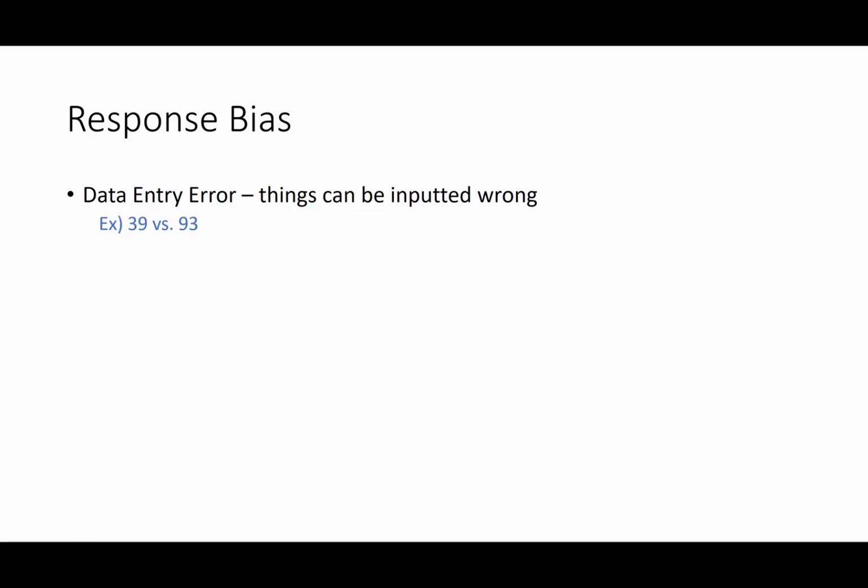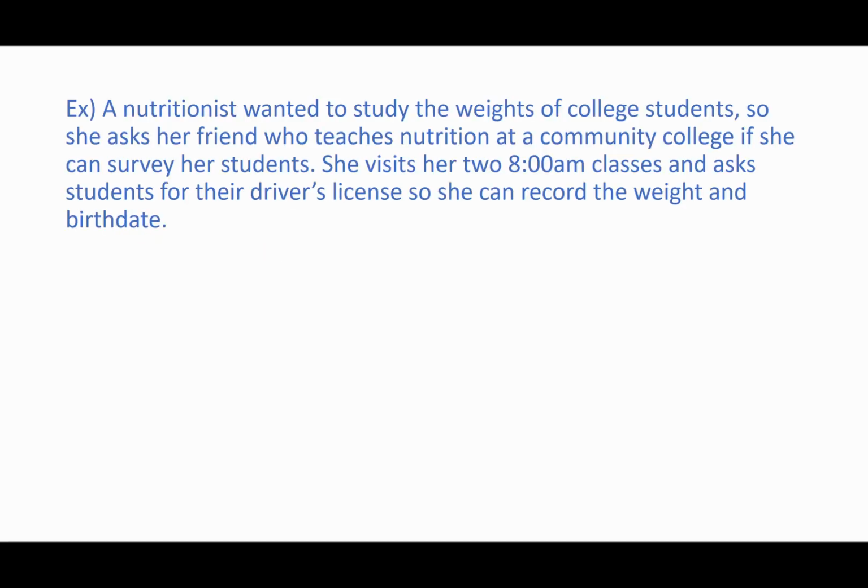The last type of response bias is data entry error, when things can just be inputted wrong, like putting in 39 instead of 93. So to fix this type of error, you just need to double check and make sure. Now, I want to give you an example for us to look at.